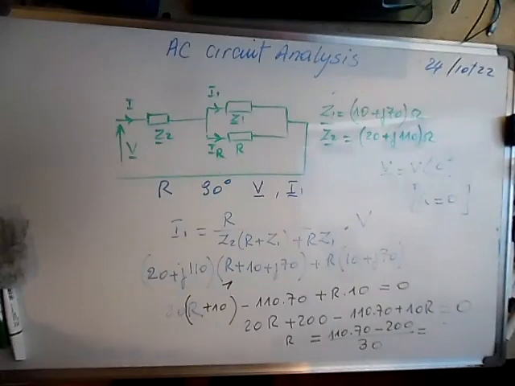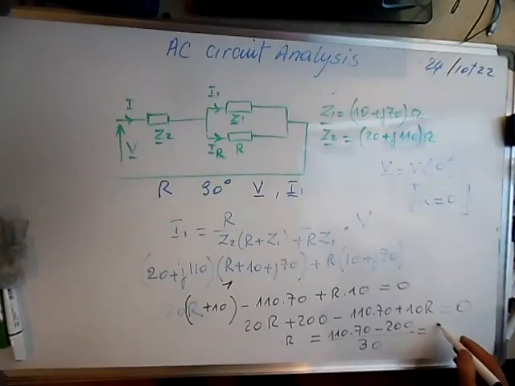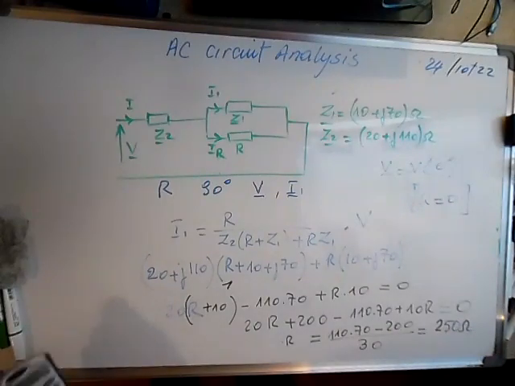So the value of R that is needed here is 110 times 70 minus 200 over 30, and that will give us a value of 250 ohms. And that's it.